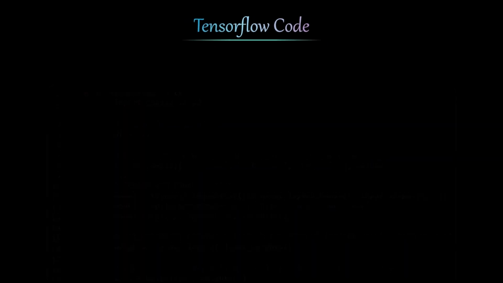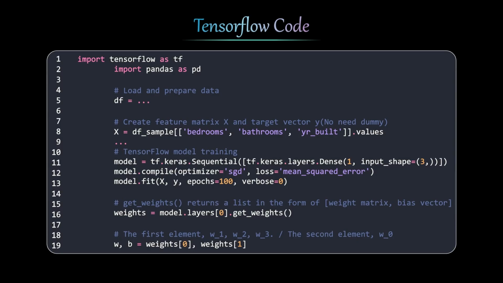Let's check TensorFlow, for example. The data loading part looks similar, right? But here, the matrix doesn't need a dummy column. It's just x, not x bar b, because the dense layer in TensorFlow automatically learns the bias term internally, so there's no need to add a dummy column manually.